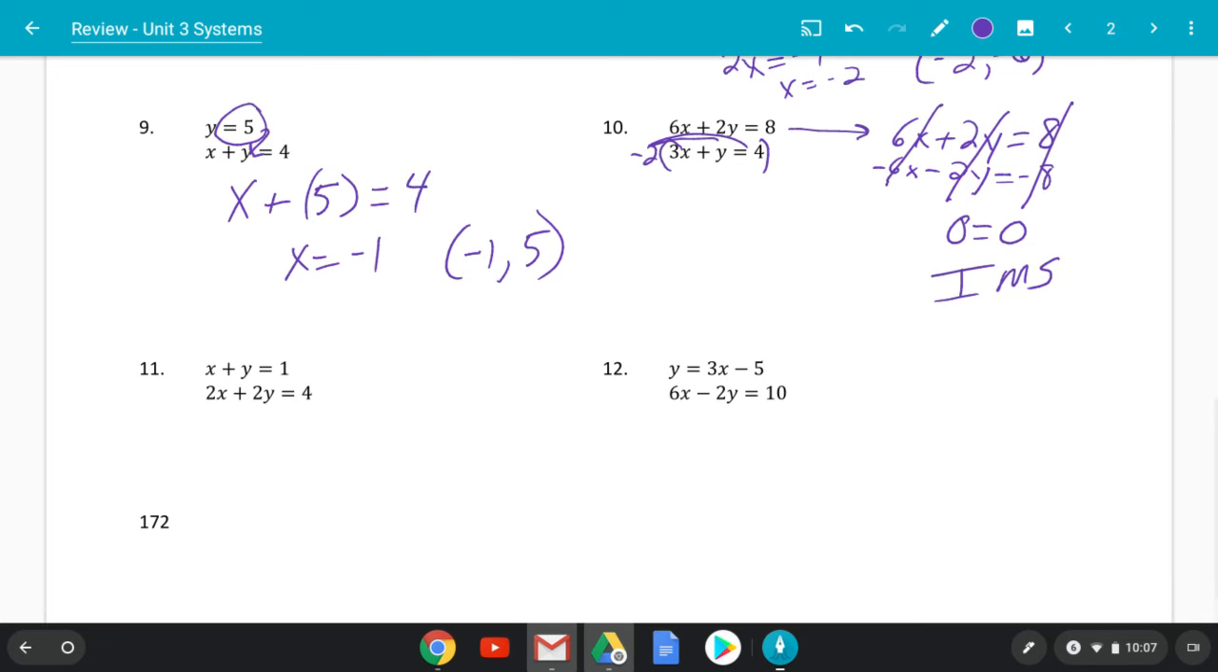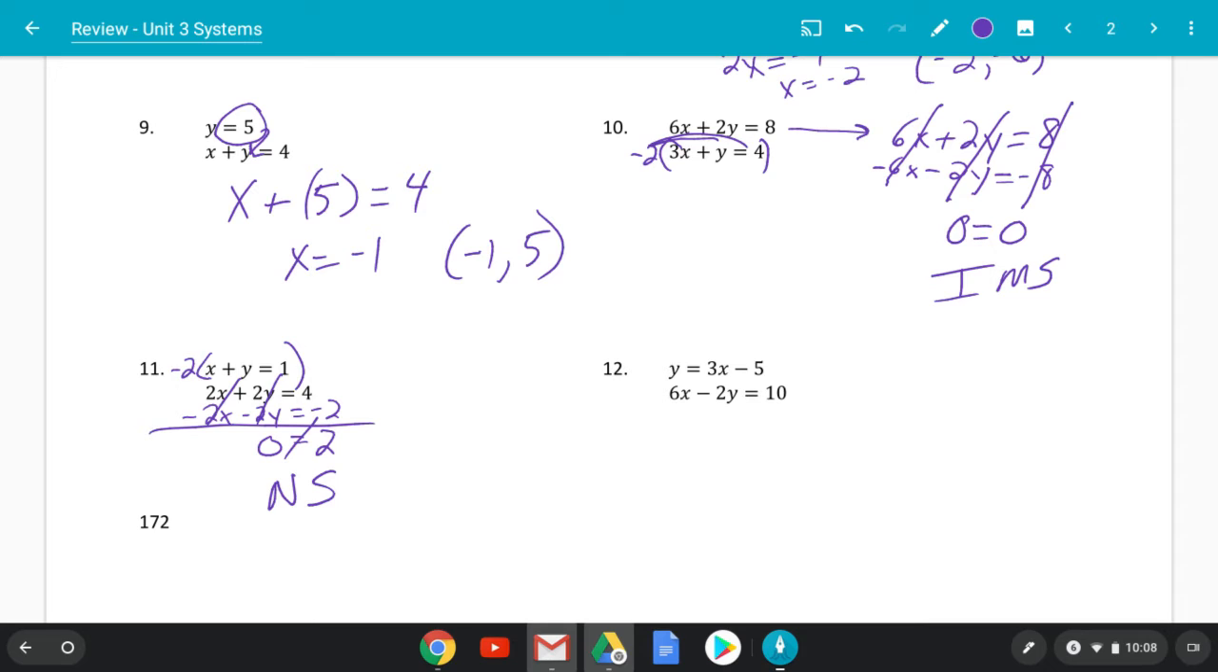Looking at number 11, I can make my x's cancel if I multiply it by a -2. So I get -2x minus 2y equals -2. X's cancel. My y's cancel, so I'm left with 0 on that side. And 4 minus 2 is 2. Does 0 equal 2? That's not true. Therefore, there is no solution.